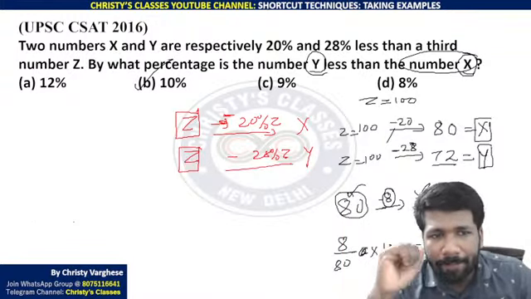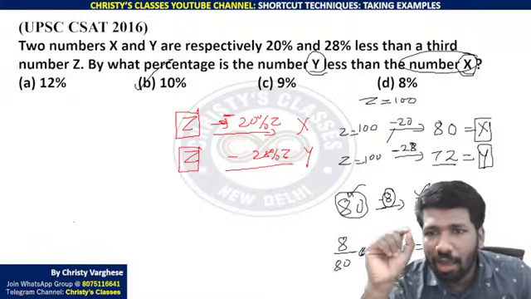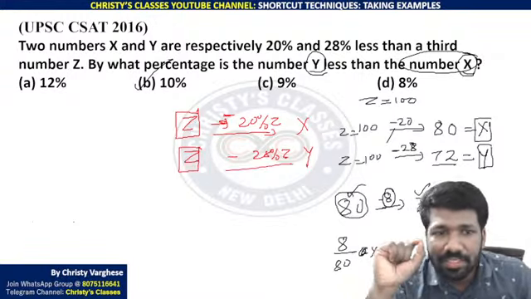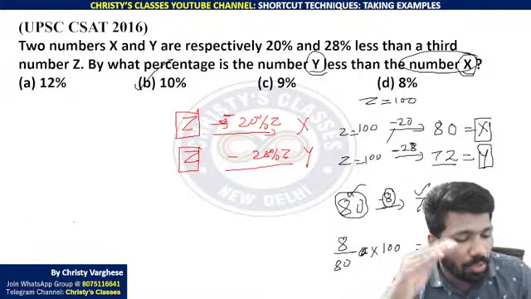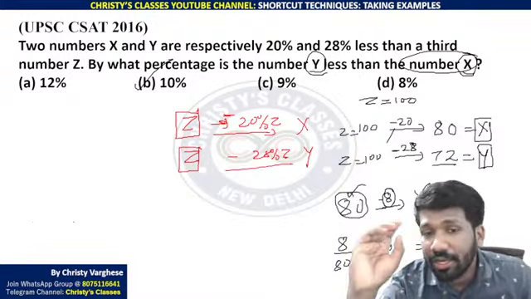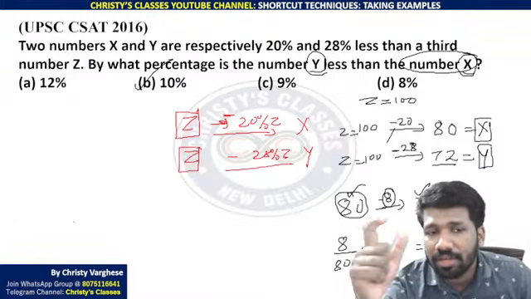Because here also it is comparison, na? It is not asking how much y is less than x. It is asking by how much percentage it is less than x. Are you all understanding? How much percentage it is less than x. Percentage is a comparison tool, na?